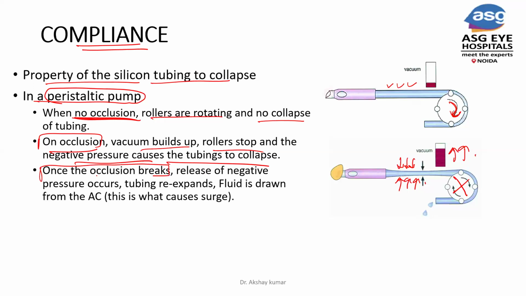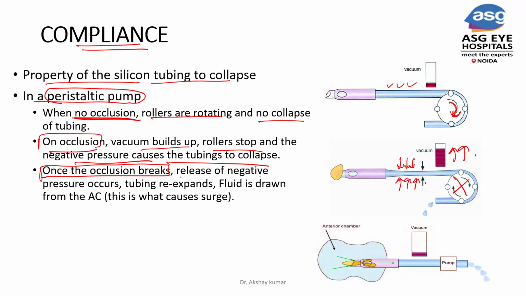Once the occlusion breaks, there is a release of negative pressure and the tubing re-expands. Means when the occlusion breaks here, the vacuum suddenly decreases and there is a sudden gush of fluid into the aspiration tubing, and it will lead to the collapse of the anterior chamber.